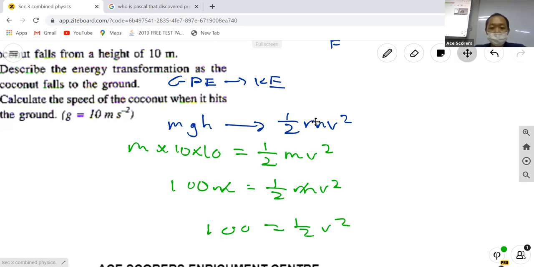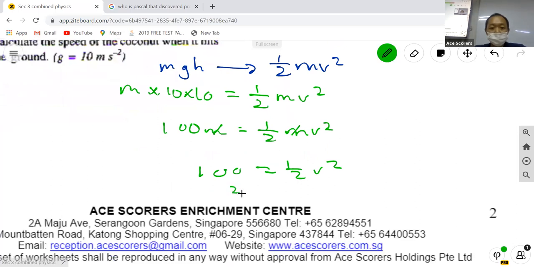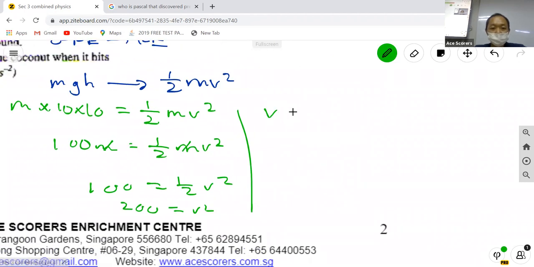So to find V, 200 equals V squared. Therefore, V equals the square root of 200. 14, what? What's the answer, Annie?